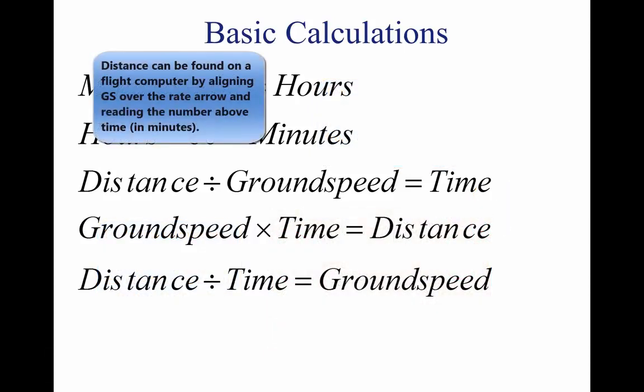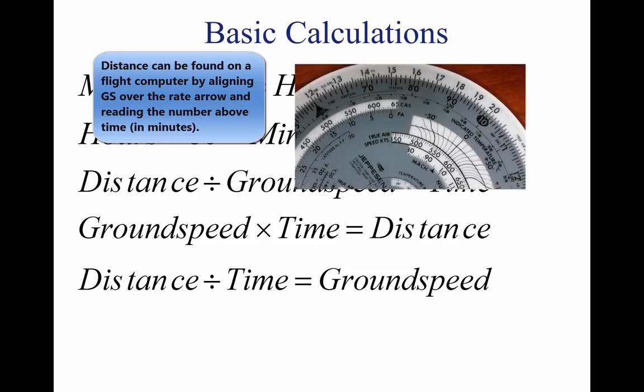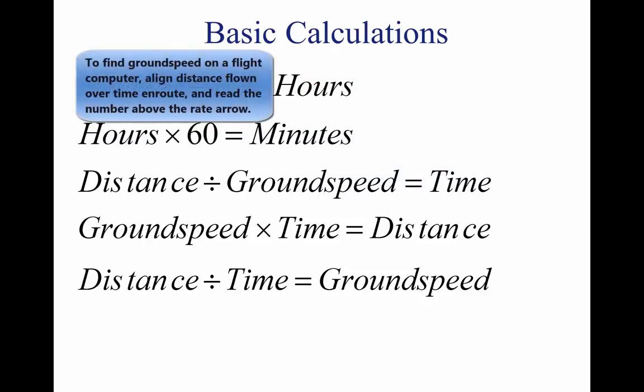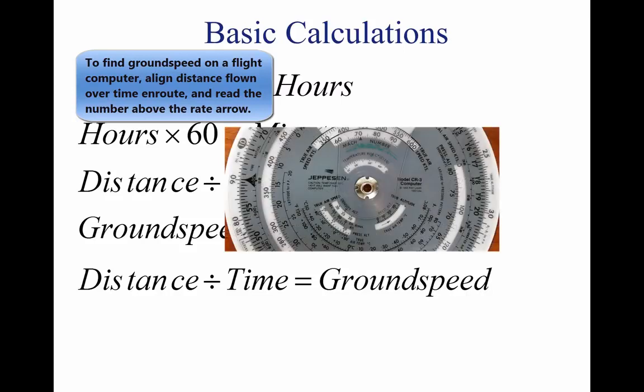To find the distance flown in a given time, multiply ground speed by time. The distance flown in 1 hour 45 minutes at a ground speed of 120 knots is 120 times 1.75, or 210 nautical miles. To find the ground speed, divide the distance flown by the time required. If an aircraft flies 270 nautical miles in 3 hours, the GS is 270 divided by 3 equals 90 knots.